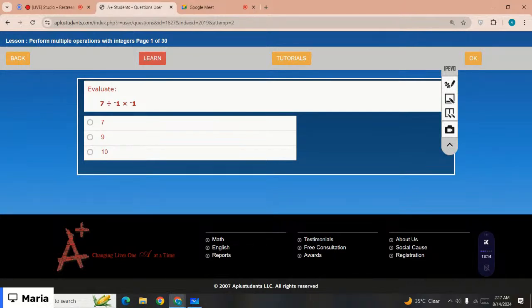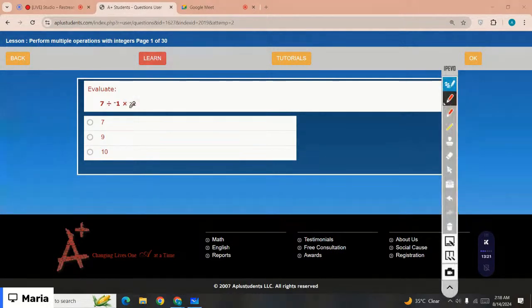Okay, 7 divided by negative 1 times negative 1, right? So you can see here you have division and multiplication, same question. So you can go from left to right. So going from left to right, the first thing is you need to evaluate the division, right? So 7 divided by negative 1 is negative 7. Now you have to multiply negative 7 and negative 1. So the correct option is 7.